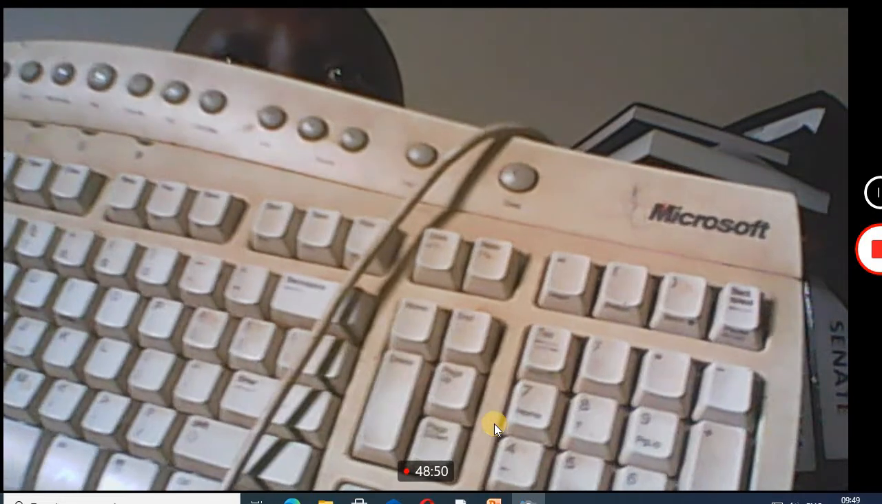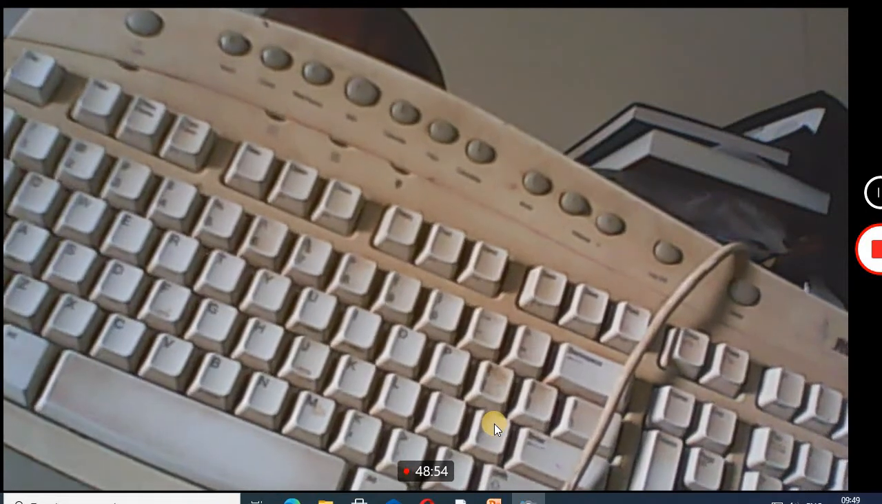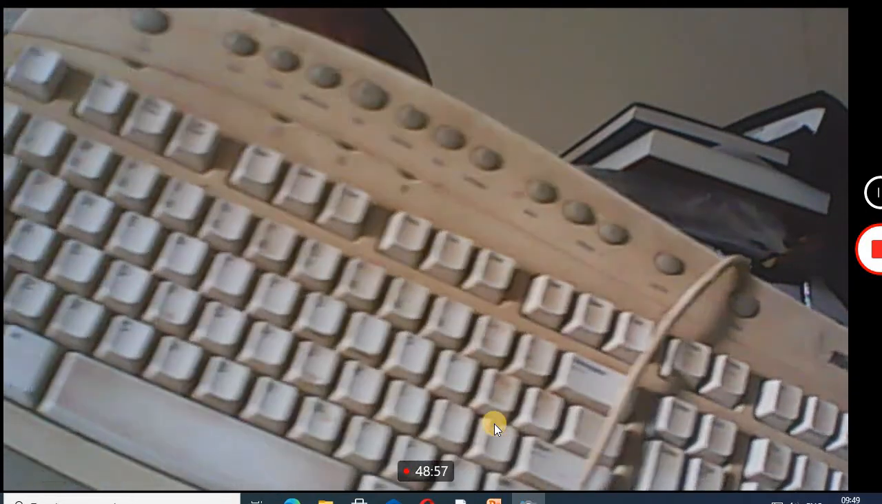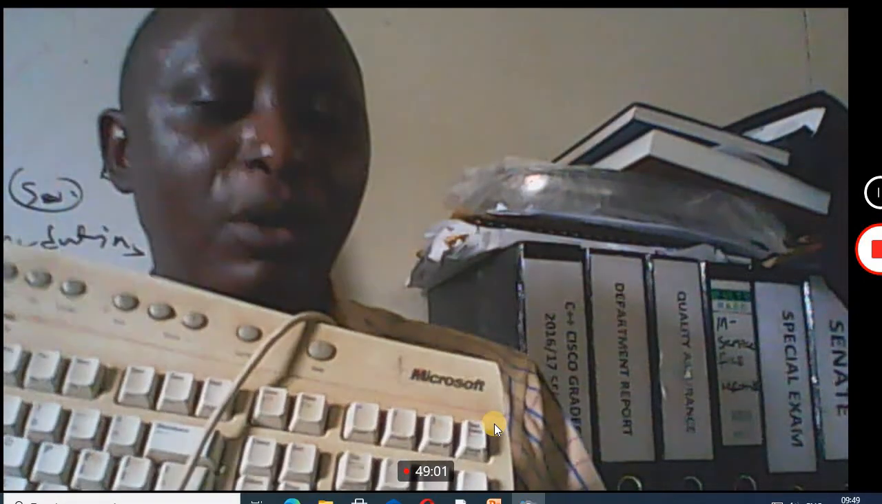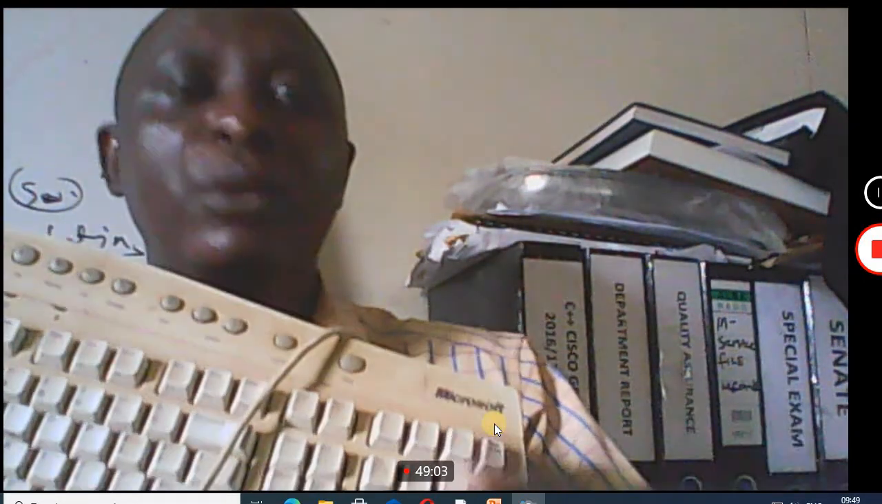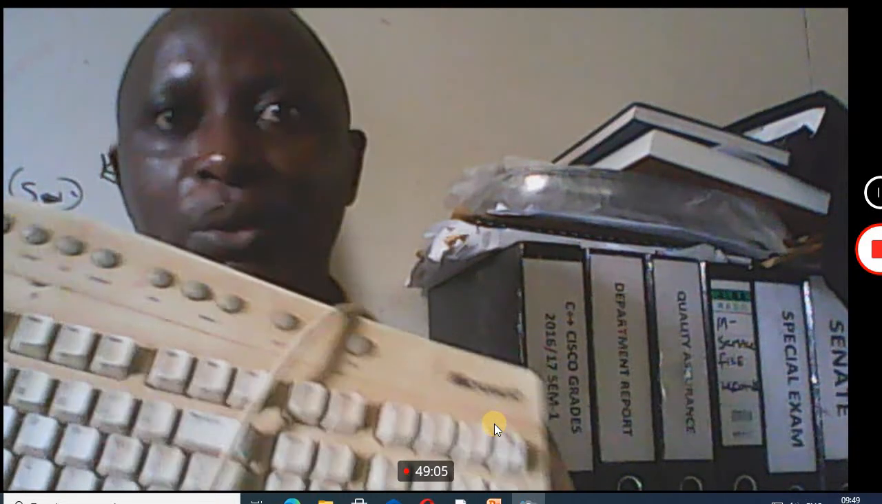So this is the keyboard that you call ergonomic keyboard. No, we call it extended keyboard. Is it okay? This is an extended keyboard. This is the one that we call ergonomic keyboard. We're going to look at the types of keyboards, so don't worry.